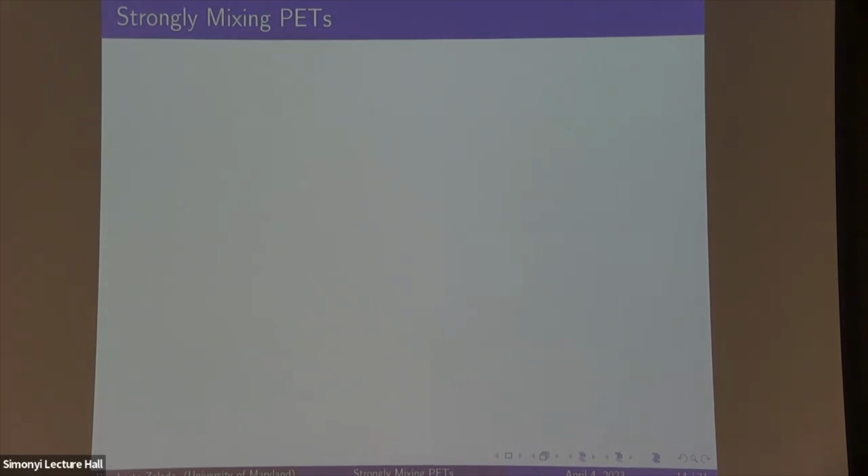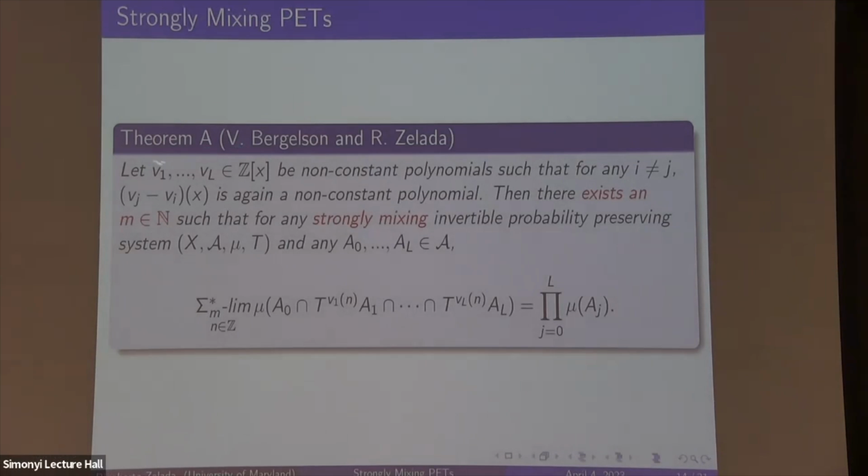Now we start stating the strongly mixing counterparts of the weakly mixing theorems that I showed you at the beginning. The first result is the counterpart to weakly mixing PET, and the statement is essentially the same. We take L polynomials which are non-constant, and have the property that the difference of any two of them is non-constant again. Then we can find an M in N such that for any strongly mixing system (X, A, mu, T) and any A0 through AL, this limit here goes to independence.